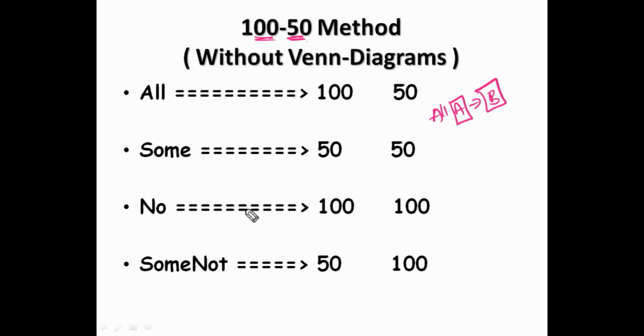If it is no, we assign 100 and 100 for subject and predicate. And if it is some not, for some we give 50, and for not we give 100. So all is 100 50, some is 50 50, no is 100 100, and some not is 50 100. The same values we assign whether the qualifier is in the statement or in the conclusion. If it is some, we assign 50 50. If it is no, we assign 100 100.